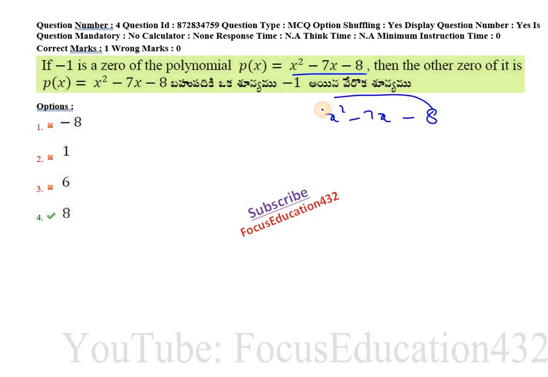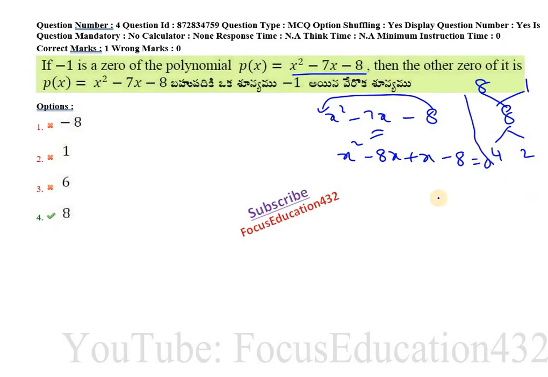How? Factors of 8: 8 ones are 8, 4 twos are 8. Here we need 7, so we will use 8 and 1. We split the middle term: x square minus 8x plus x minus 8 is equal to 0. This minus 7x we have written like this, right? So what is common? In the first two terms, x is common, leaving x minus 8.